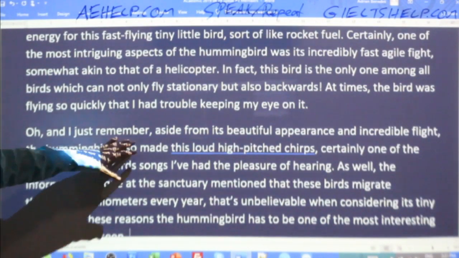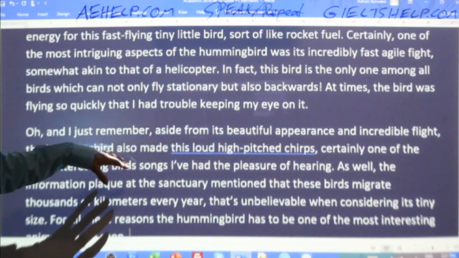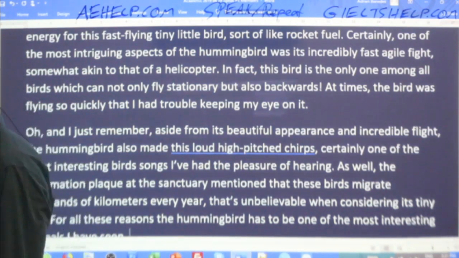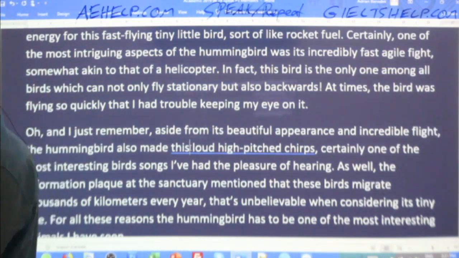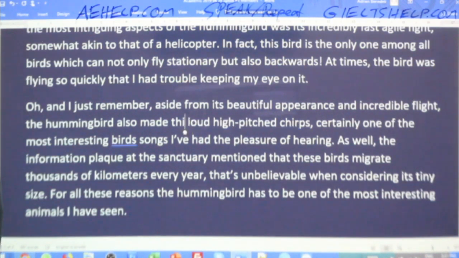Oh, and I just remembered, aside from its beautiful appearance and incredible flight, the hummingbird also made these loud, high-pitched chirps. Certainly one of the most interesting bird songs I've had the pleasure of hearing. As well, the information plaque at the sanctuary mentioned that these birds migrate thousands of kilometers every year. That's unbelievable when considering its tiny size. For all these reasons, the hummingbird has to be one of the most interesting animals I have ever seen.